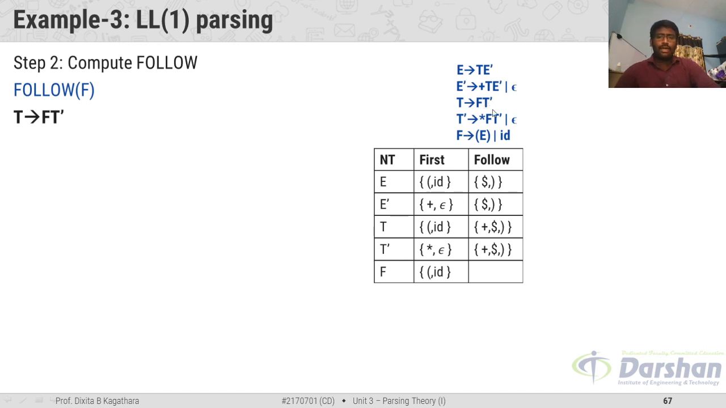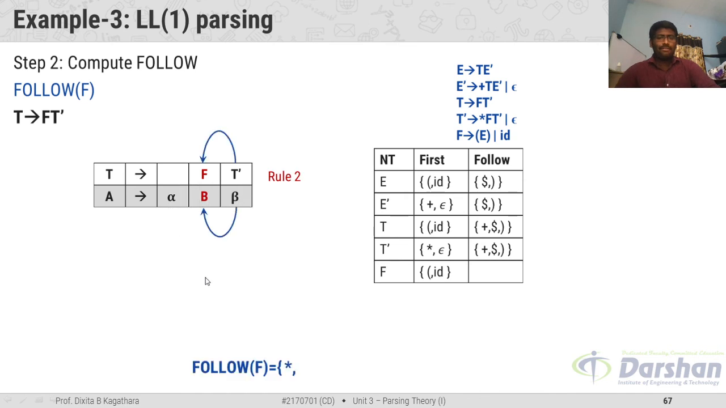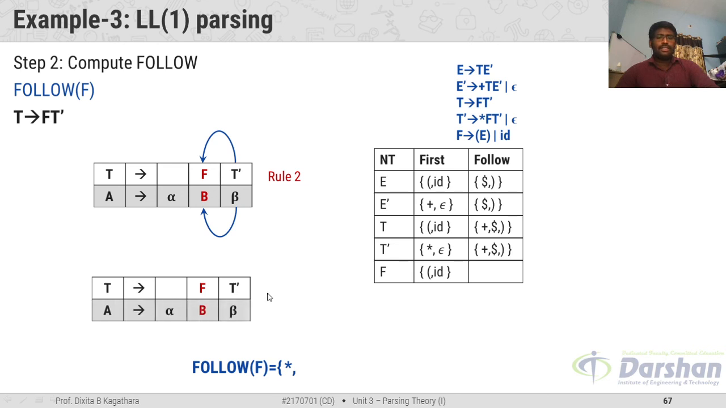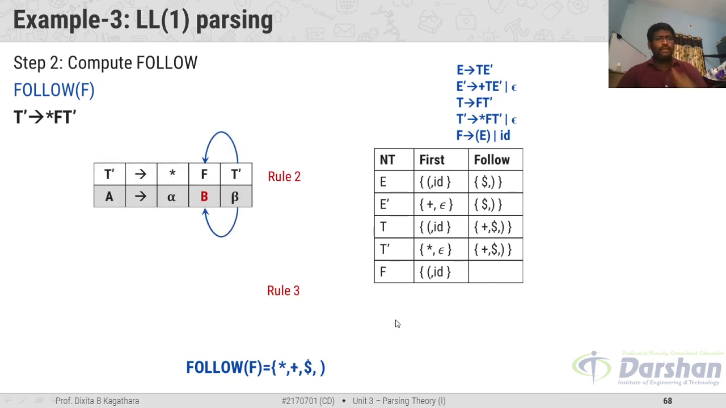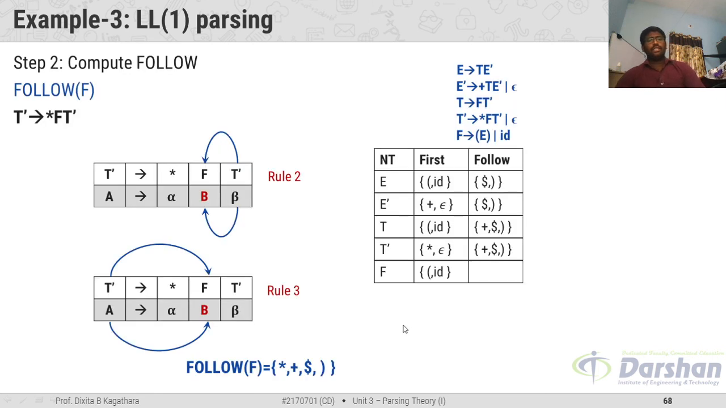If it is followed by any non-terminal, what will we take? First of T dash equals star, and epsilon is also there. If epsilon is present, we will take follow of T dash, which equals follow of T. So we will take star, plus, dollar comma right parenthesis. All these things we will add. You just apply rule 1, rule 2, rule 3, and we need to know when to apply all these rules, so that we can find out the first sets and follow sets.